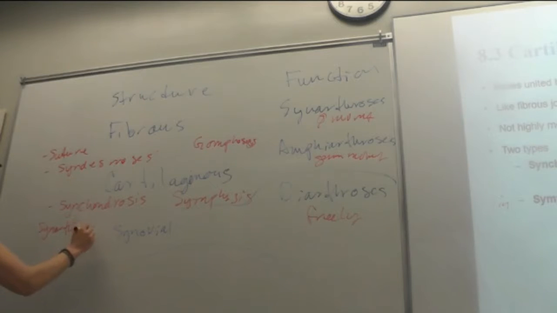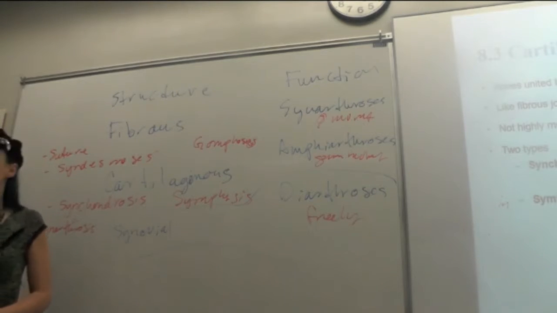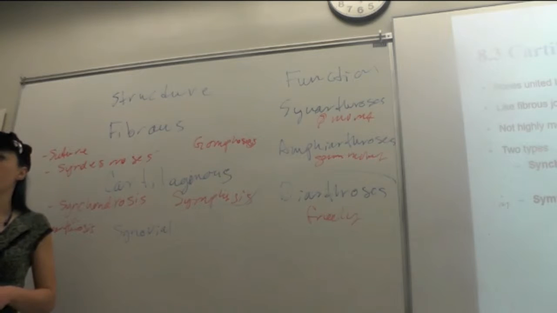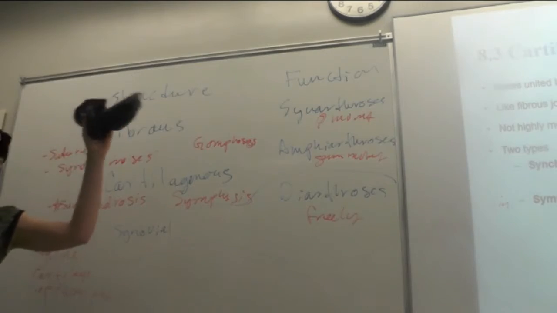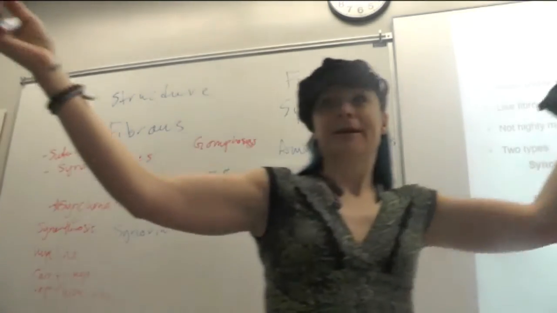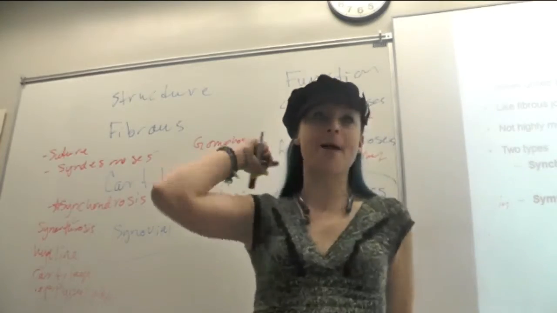Where you find it is like your epiphyseal plate, which is temporary. What kind of cartilage is it? Hyaline cartilage. So the key for a synchondrosis is that we have hyaline cartilage. And we had an example, the epiphyseal plate. Is that always a synchondrosis? I would say no. Why? Because it gets ossified. It becomes bone.